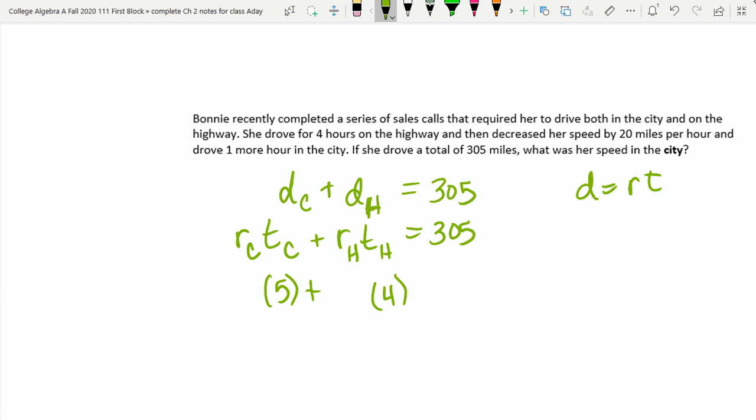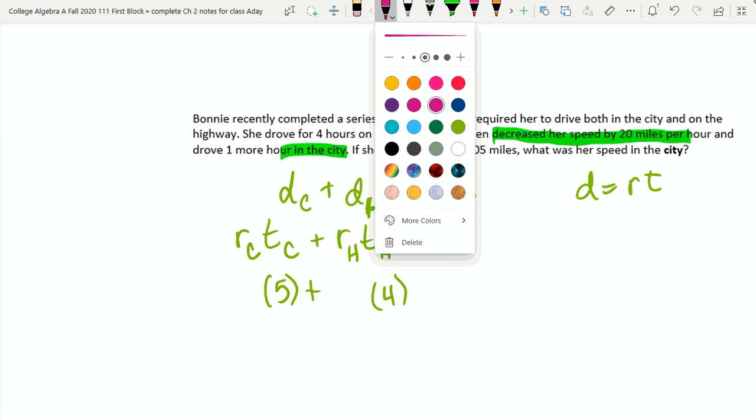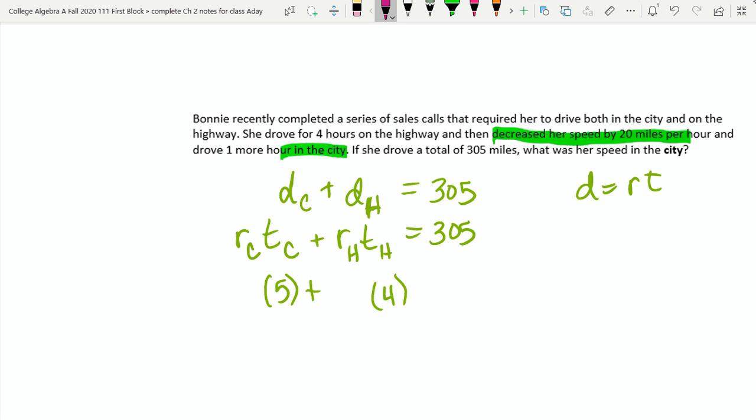Now let's deal with these rates. She decreased her speed by 20 miles per hour in the city. So that means then that the rate in the city will be rate on the highway minus 20. And this will be just rate on the highway. And then it's going to give me the 305 miles total. So rate in the city, write this off here, is rate on the highway minus 20.